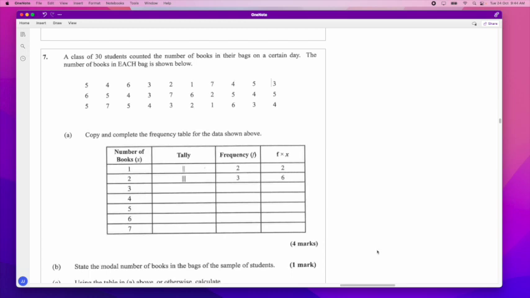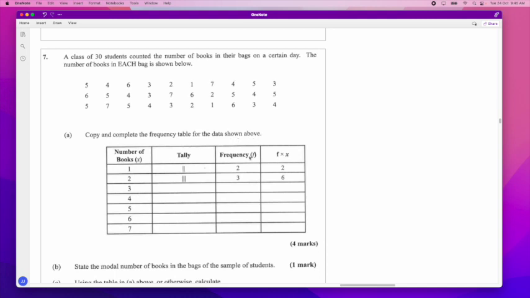So, first of all, a class of 30 students counted the number of books in their bags on a certain day. The number of books in each bag is shown below. So I can see I have a whole bunch of numbers here representing the number of books. Now, one of the things that you have to do in statistics is to simply analyze data, and that is what they're testing here, how you can analyze these numbers, right? So copy and complete the frequency table for the data shown above.